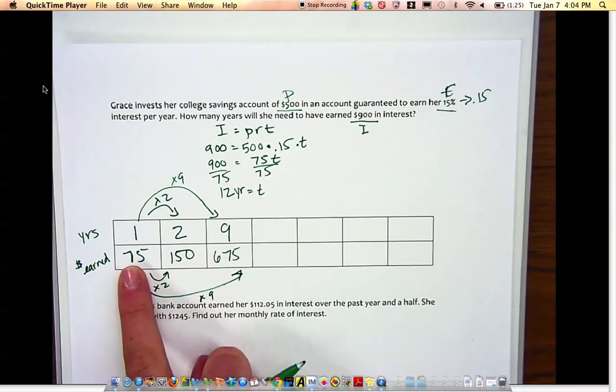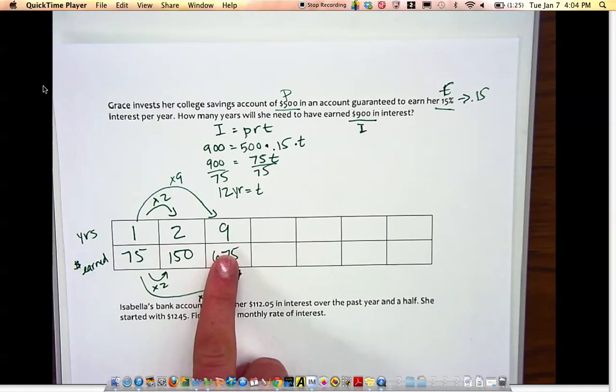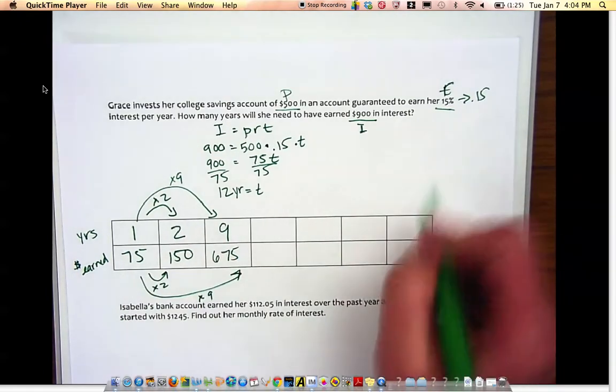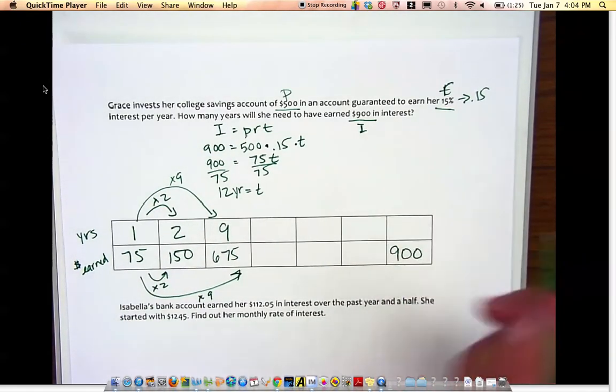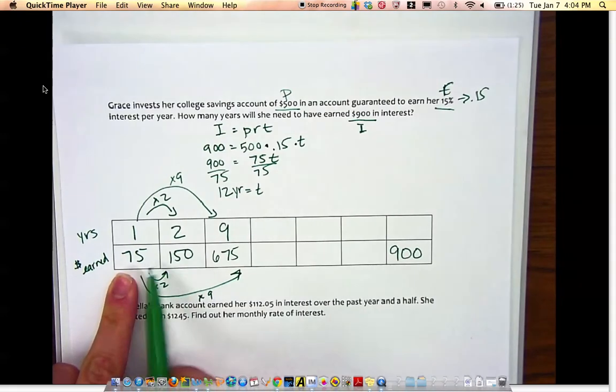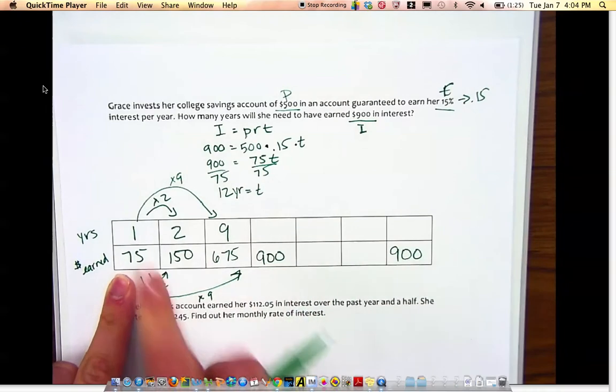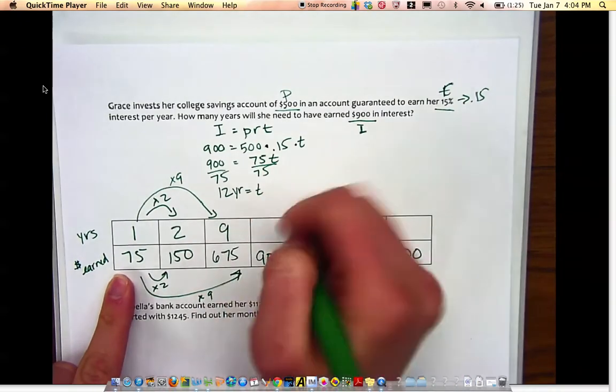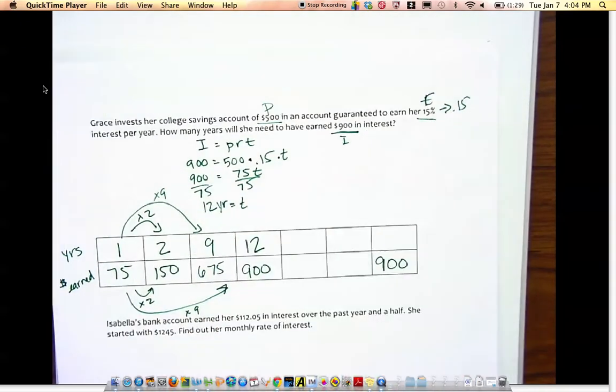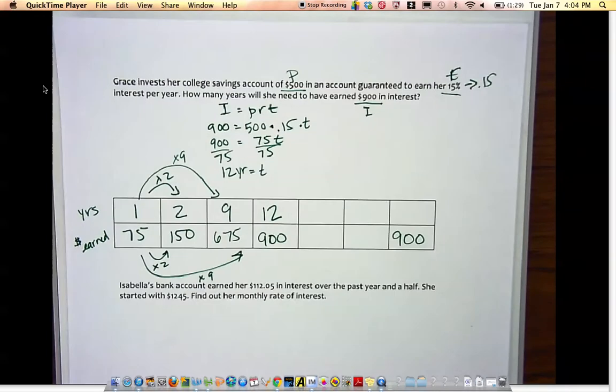One of the great things about the ratio table is you can add things. My target was 900. Probably should have put that over there to begin with. I see that if I just add these numbers up, I get 900, which means that I can then add these up, and I get 12 years. So I've confirmed my answer.